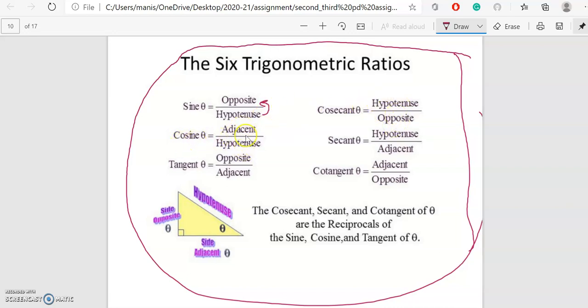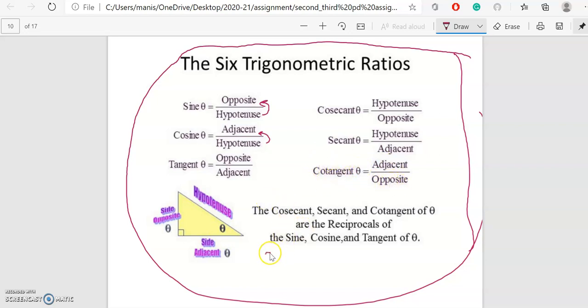Cosine is adjacent over hypotenuse. Secant is what? The reciprocal: hypotenuse over adjacent. When you flip this, you get adjacent over opposite for cotangent theta.